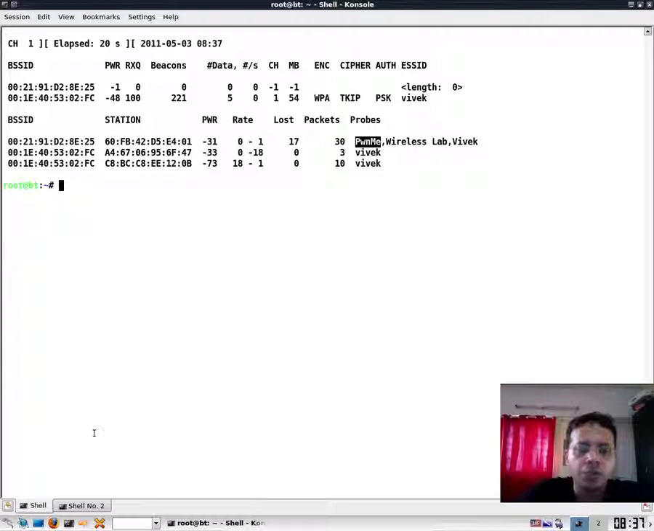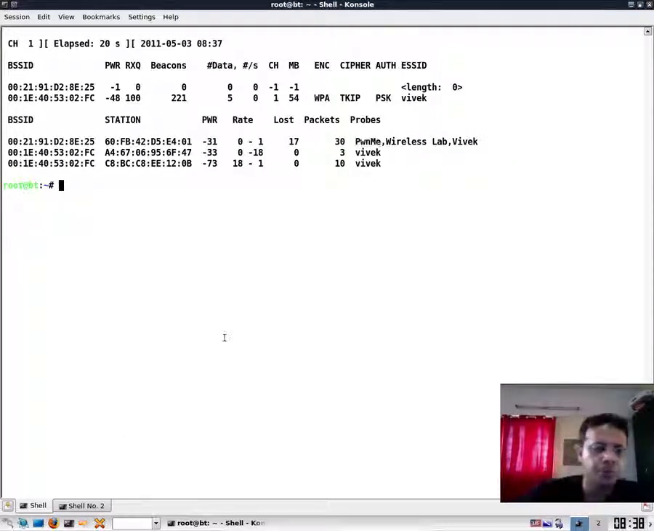Now till now we were very easily able to have the client connect to us when the client had a no encryption network configured, like Vivek or Wireless Lab, but now PwnMe has WEP.